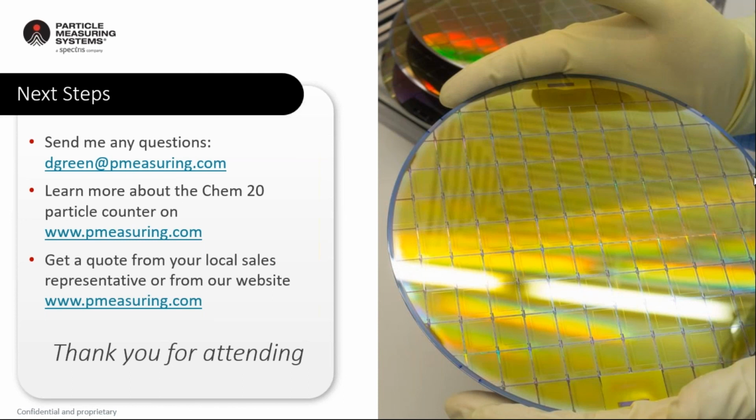Well, the Chem 20 requires a pressurized chemical source. So if it was possible to pressurize the drums, then in principle it would be possible. But a more suitable solution would be to use the SLS 20, which is our batch sampling version of the Chem 20. It has identical sensitivity to the Chem 20, but it's in a batch sampling offline configuration.